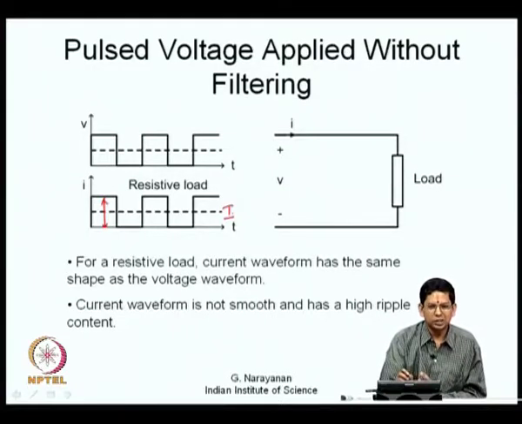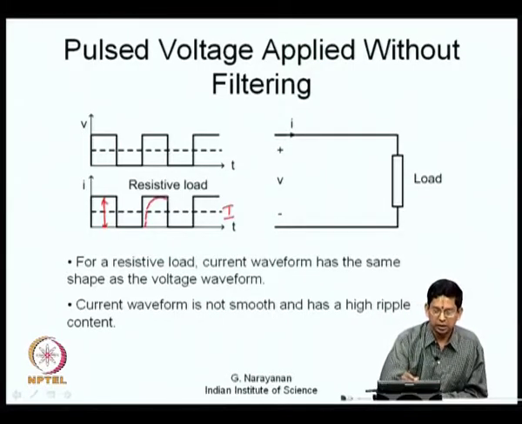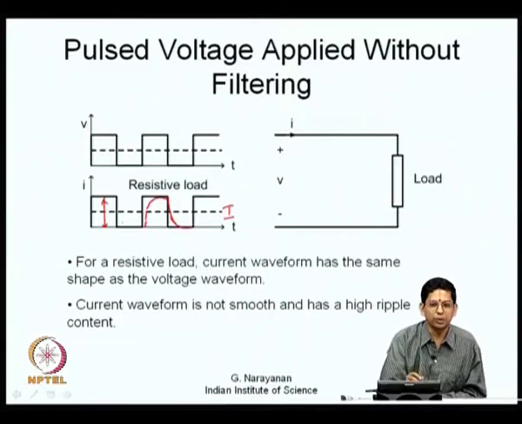Now, the load itself might have a certain amount of inductance. If the load has a certain amount of inductance, what happens? This might slightly get smoothened out, and this current waveform might probably look something like this. This is probably the nature of waveform that you could expect. The inductance has the property of smoothing out the current. The inductance should be higher for the current to be even smoother.